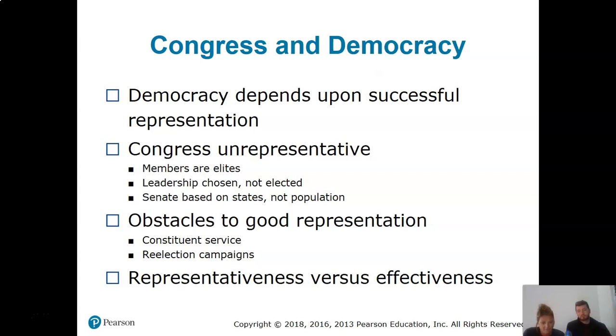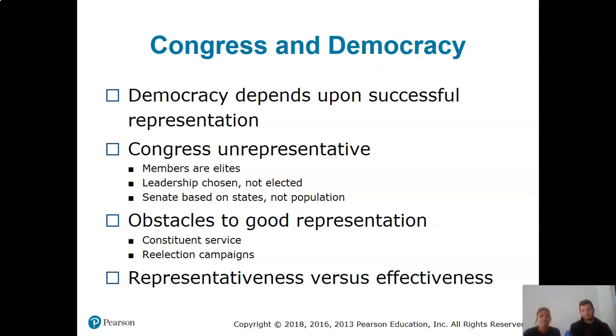Okay, obstacles to good representation then. Constituent service. Well, I would say the more you do for your constituents, the more likely you are to be re-elected. But if you're more concerned about serving your constituents and doing things for them, you may not be representing them well. Like you're not spending enough time in Congress, maybe getting things done. Who knows?